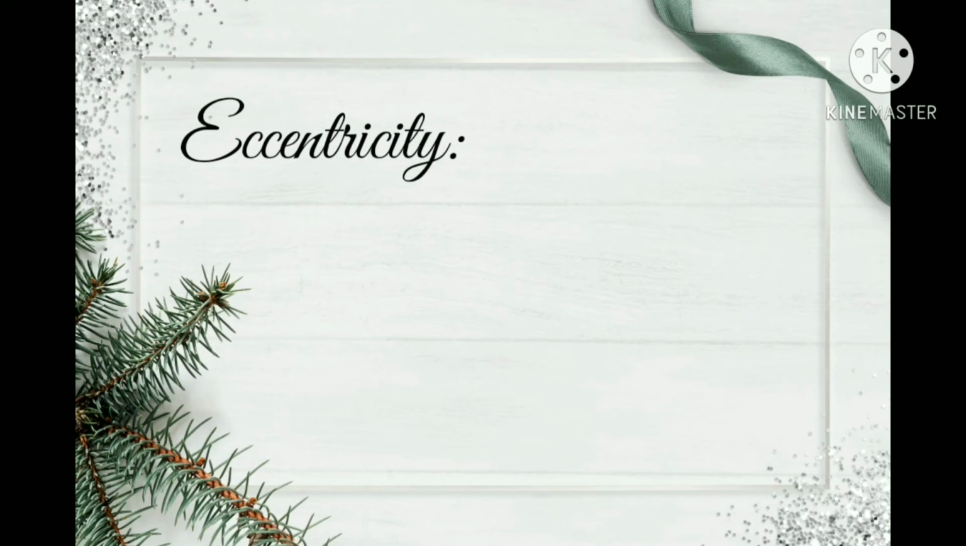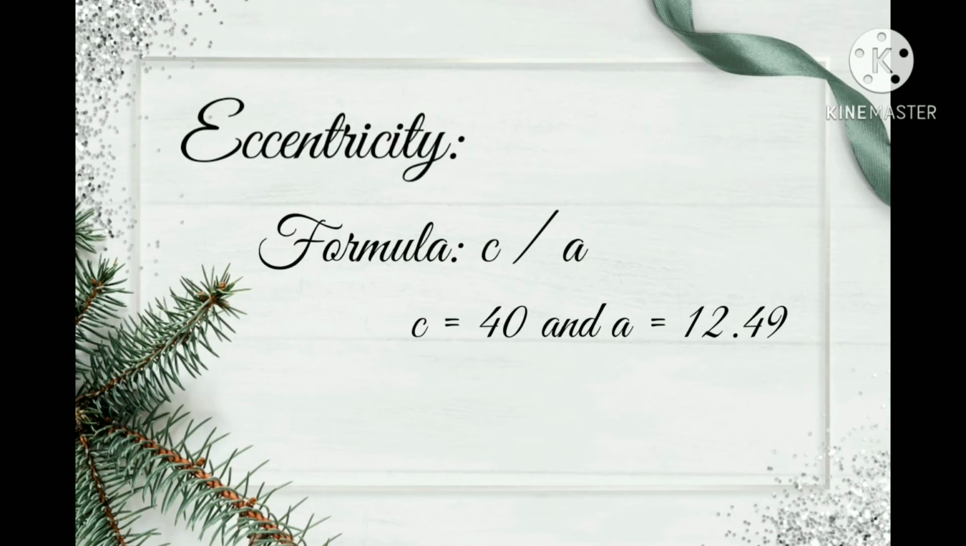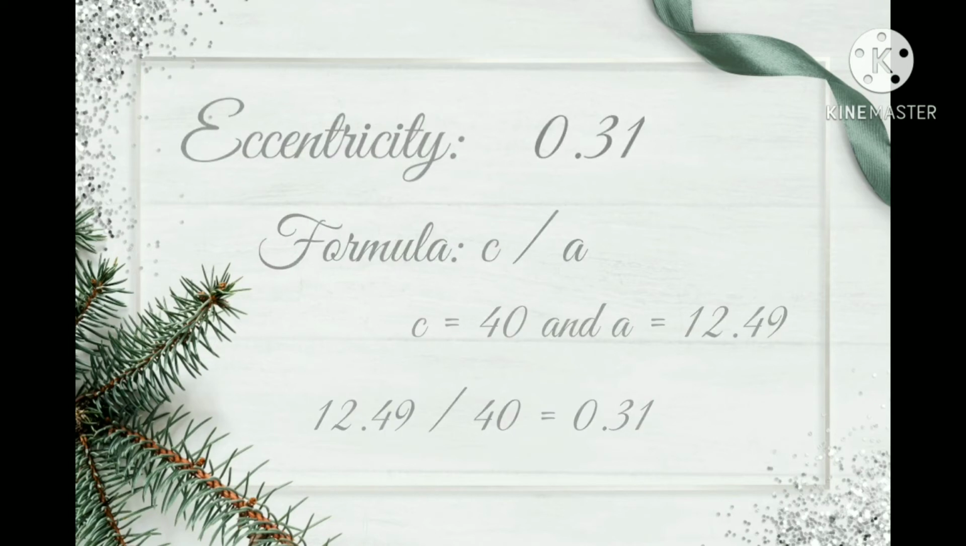To find the eccentricity, the formula for the eccentricity is c over a. Since c equals 12.49 and a equals 40, 12.49 divided by 40 equals 0.31. So our eccentricity is 0.31.